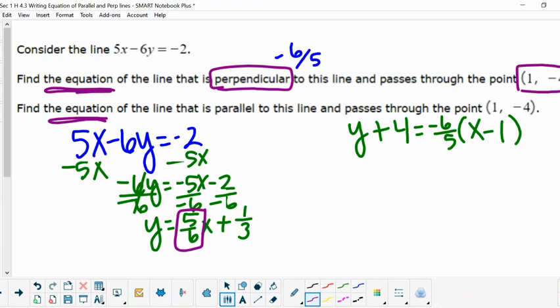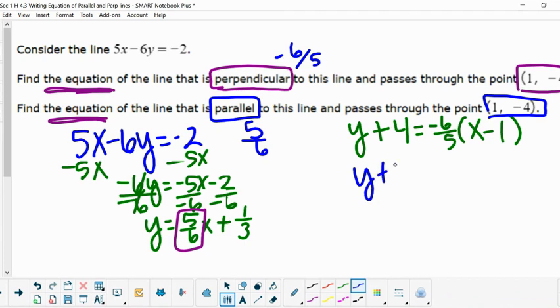Now the second part says find an equation that's parallel. So you're using the same point. So you have the basic equation right here. What would you just have to change? The slope. Yeah, if you're parallel, what slope are we going to use? 5/6. Everybody agree? Yeah, you're going to use the same. So you've already done the hard part and written it. You just now have to put the parallel slope in there, and you're done, because you're using the same point.